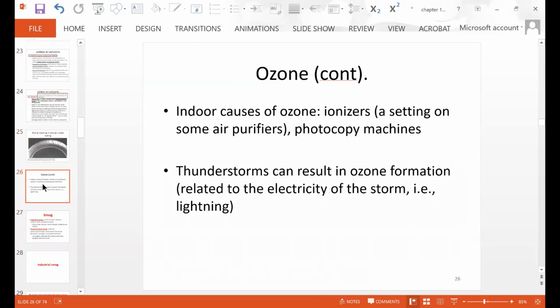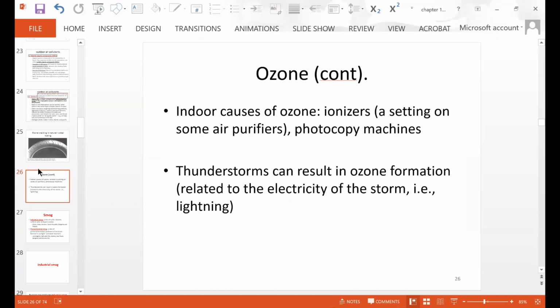Now, if you use an ionizer, which is a setting on some air purifiers, it can actually create ozone. And for people who have lung issues, such as asthma, that can be an irritant. Also, photocopy machines produce ozone, which again could be an irritant for some people who are more sensitive, like people with asthma. I mean, it's an irritant for everybody, but some people are more sensitive, so they notice it more.